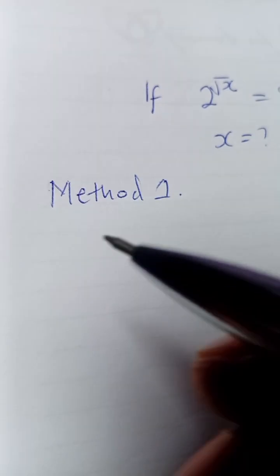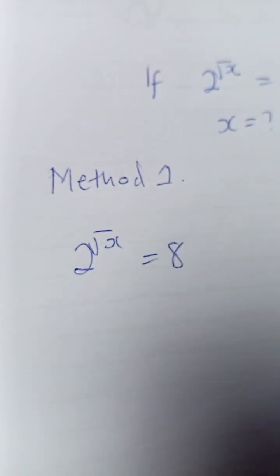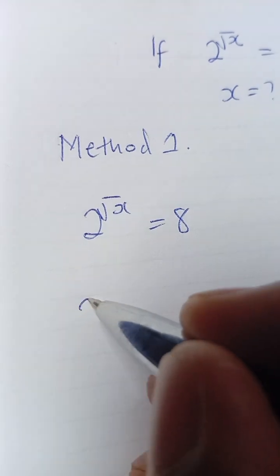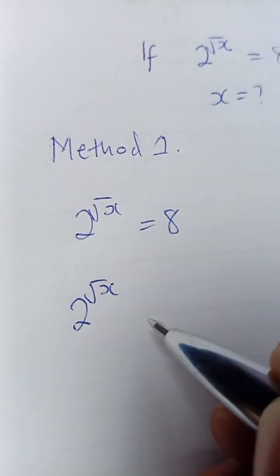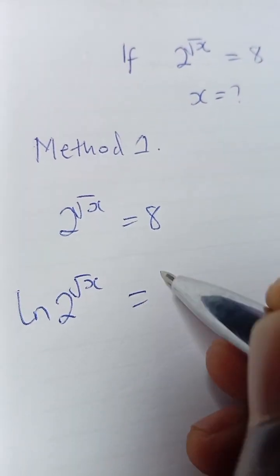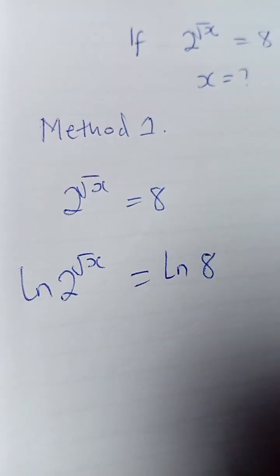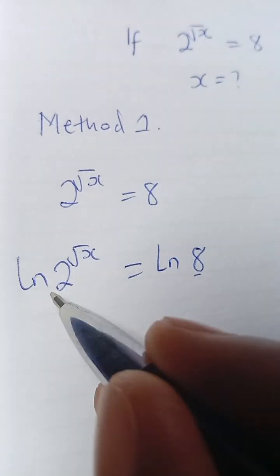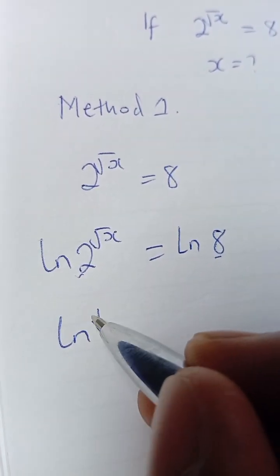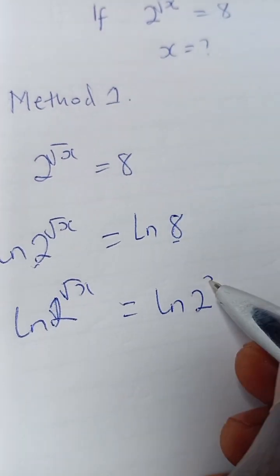Okay, the logarithm rule. So 2 to the power of root x is equal to 8. If we take the ln of both sides, we would have ln of 2 raised to the power of root x, and the ln of 8 also. So let's put 8 in the same form as 2 to the power of root x: ln of 2 to the power of root x is equal to ln of 2 to the power of 3.